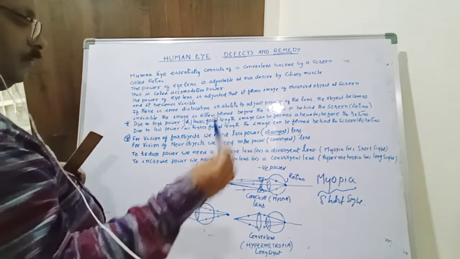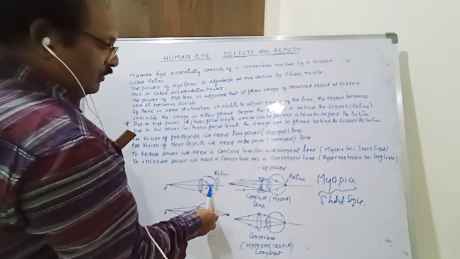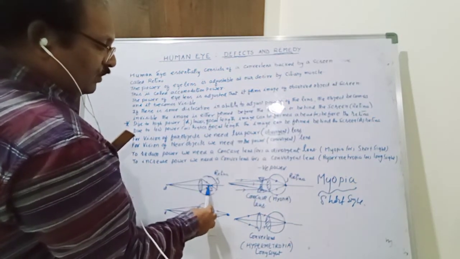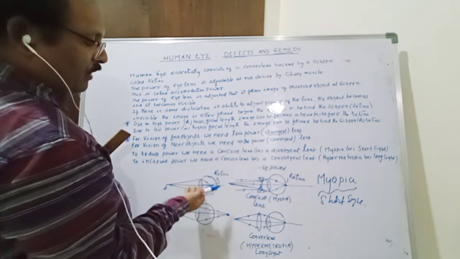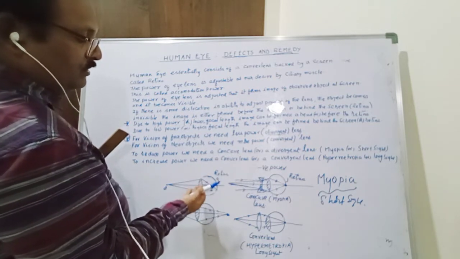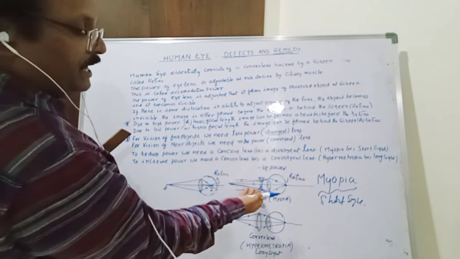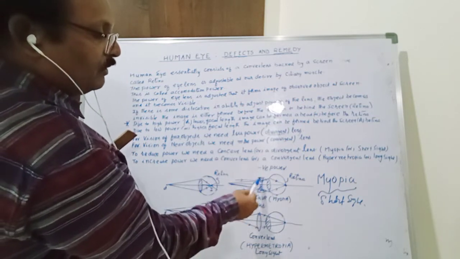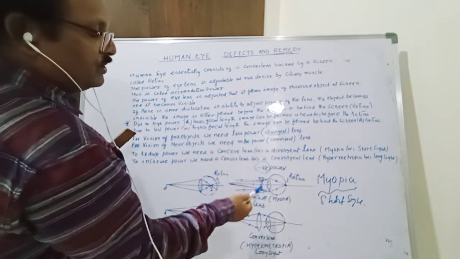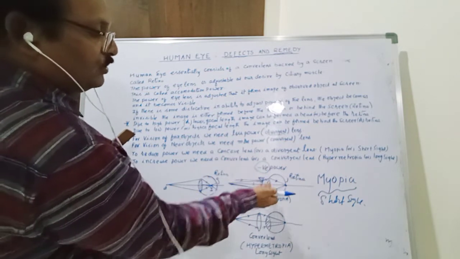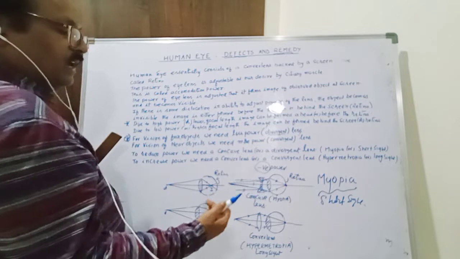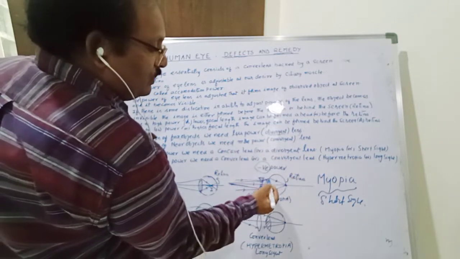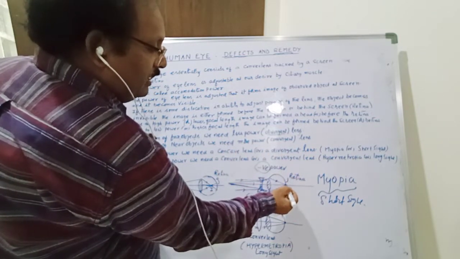So children, please understand, the image is forming before the retina. That is due to less focal length and more power. Because the power of the eye is increased, we have to reduce the power of the eye with an aided eye. Aided eye means we have to incorporate a concave lens whose power is usually negative. So if you add a negative lens to this eye, the power will be reduced and hence focal length will be increased. So again the image is going to be formed on the retina.